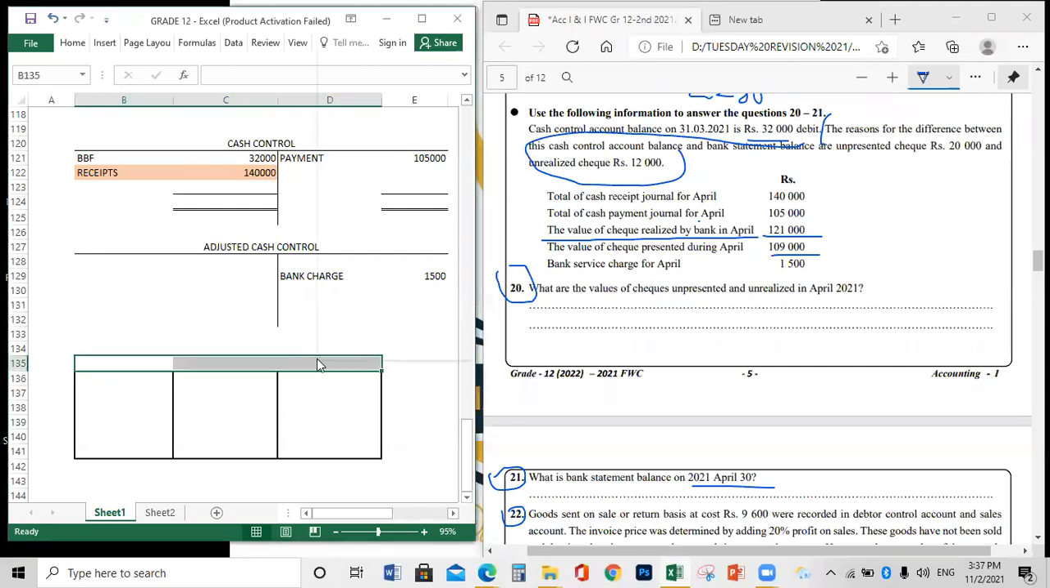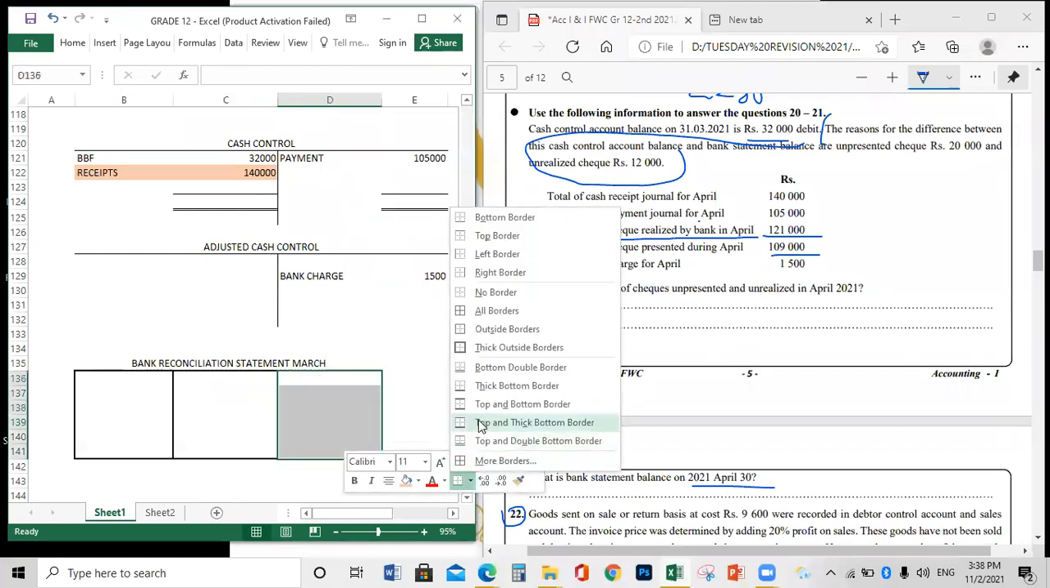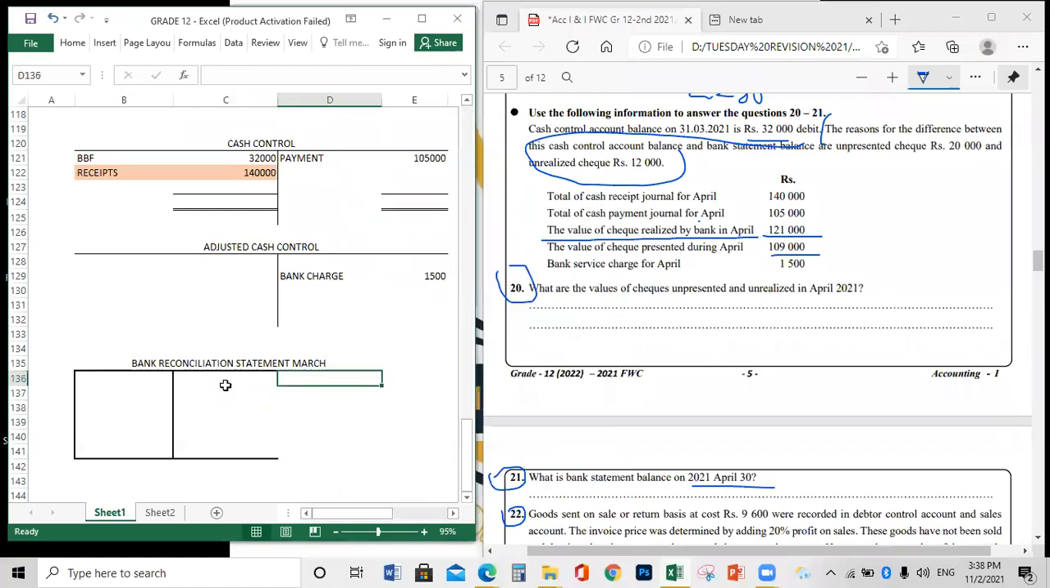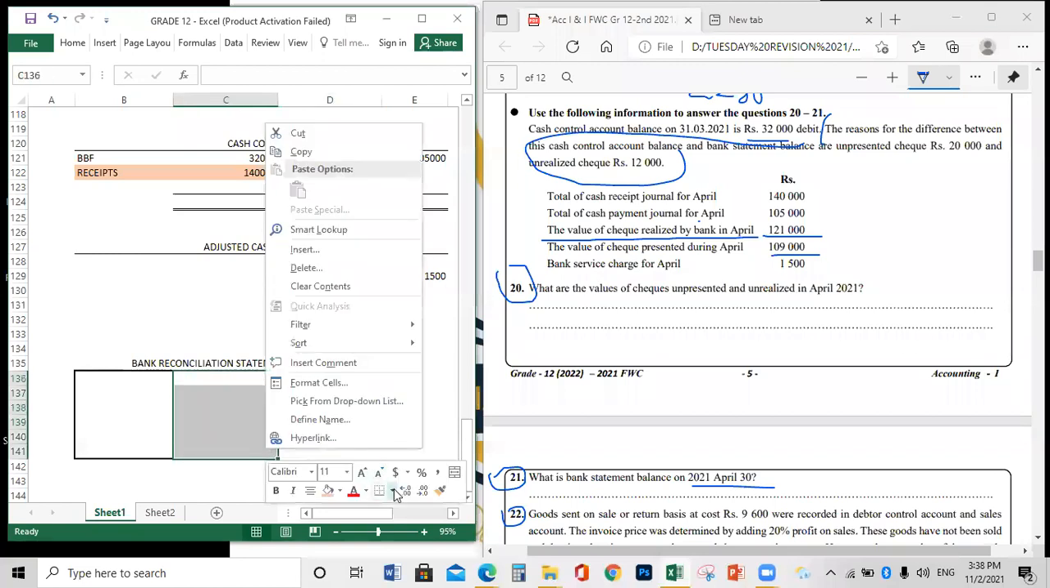Now see, I'll just draw this, okay? This is the bank statement. This is the bank reconciliation statement of the month of March, not April. So why am I drawing this? I'll tell you all now, okay? Wait a minute. So now see, this is how it is.